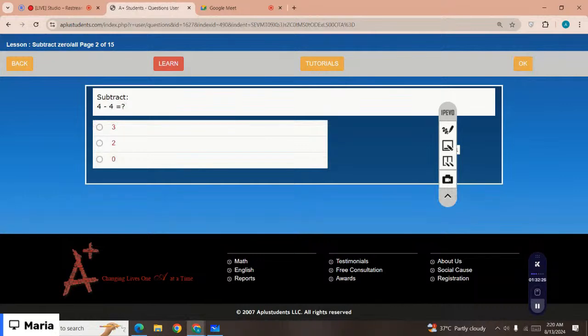Okay, the next one is 4 take away 4. So which is the correct option? Yes, subtracting a number from itself always makes 0. So 4 take away 4 is 0. Option number 3 is the correct option.